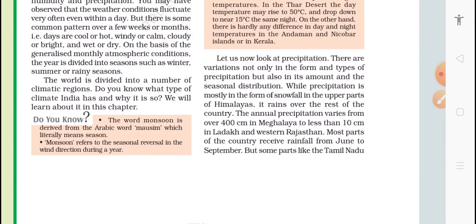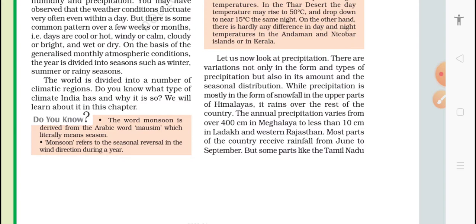There are variations not only in the form or type of precipitation but also in amount and seasonal distribution. So the word precipitation means rain. While precipitation is mostly in the form of snow in the upper parts of the Himalaya, it rains over the rest of the country.